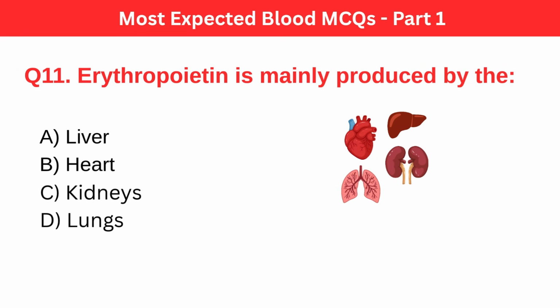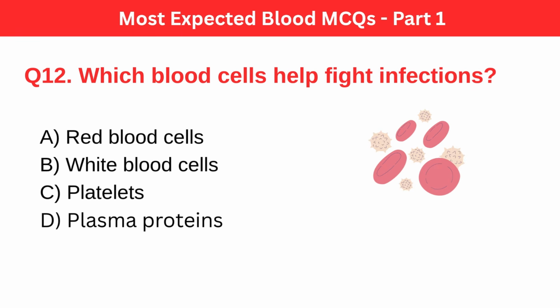Question number 11. Erythropoietin is mainly produced by which organ? The right option is C. Kidneys. Question number 12. Which blood cells help fight infections? The right option is B. White blood cells.